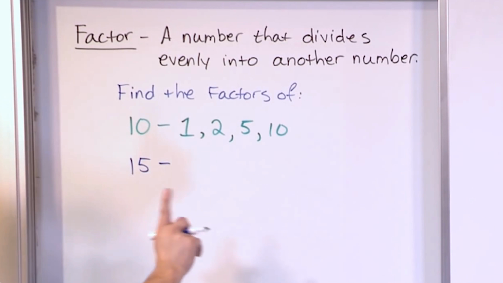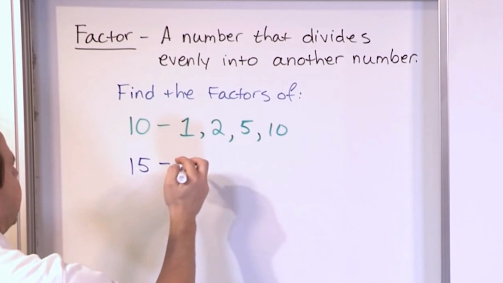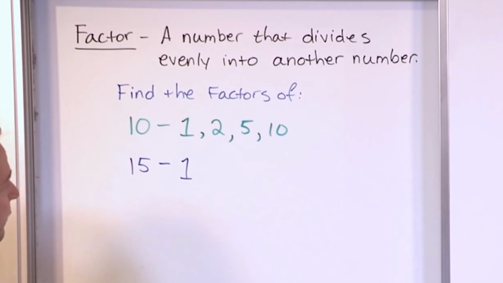Can the number 1 be divided into 15? In fact, 1 can be divided into any number, so 1 is always a factor. Can 2 be divided into 15? No, because 2 times nothing will give me 15. Can 3 be divided into 15? Yes, because 3 times 5 is 15. Can 4 be divided into 15? No, when I take 15 divided by 4, I don't get a whole number. Can 5 be divided into 15? Yes, it can, because 5 times 3 is 15.